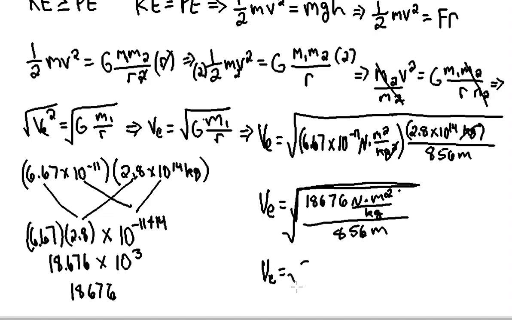So the square root of 21.82. So let's look at our units here. I know that this is going to cancel out here with this. Now what is a newton equal to? It's a kilogram times a meter divided by a square second.